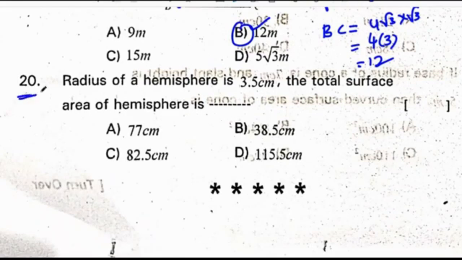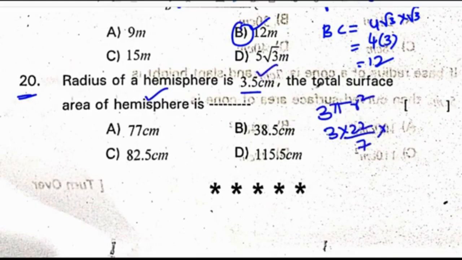Last question in the maths question paper. The radius of the hemisphere is 3.5 centimeters. Find the total surface area of the hemisphere. The total surface area formula of a hemisphere is 3 pi r square. The pi value is 22 by 7. The radius is given as 3.5.